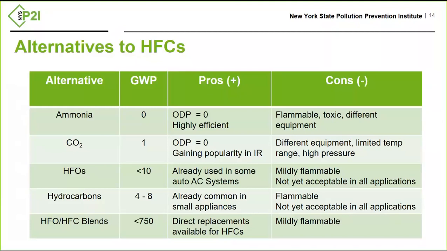And then CO2 is an emerging refrigerant, and it also has an ODP of zero, and as Kim mentioned before, it is the reference GWP, so it has a global warming potential of only one. It is gaining popularity in industrial refrigeration. But it does require different equipment, requires very high pressures, and it does have a limited temperature range. In other words, it can't reject heat into very hot environments like some other refrigerants can.